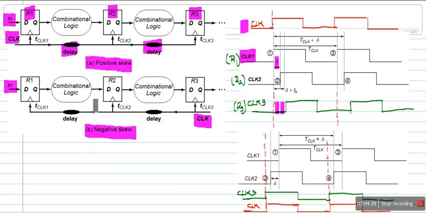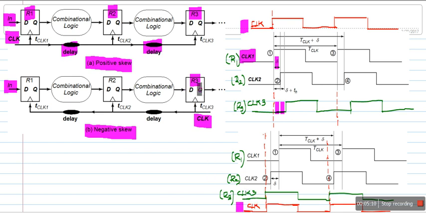Now we will have a look at the negative skew. In the case of negative skew, the clock is located at the right extreme. So the higher order register will receive the clock signal first, and the lower order register will receive the clock last. Let me put clock 3 corresponding to register R3, then clock 2 corresponding to register R2, then clock 1 corresponding to register R1, and this is the main clock signal that is supplied to synchronous circuits.